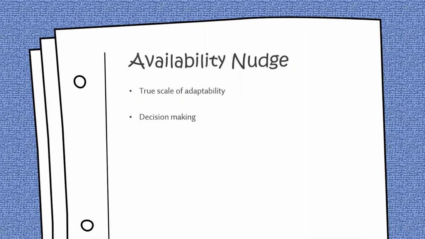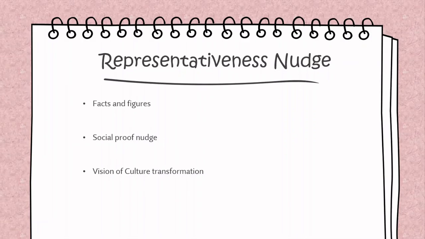Availability nudge. Give the stakeholders statistics that provide the true scale of adaptability. How often issues come and how fast they are resolved and stability is restored. The information about benefits help in making decisions about the future when we need to use the same practices or same continuous practices.